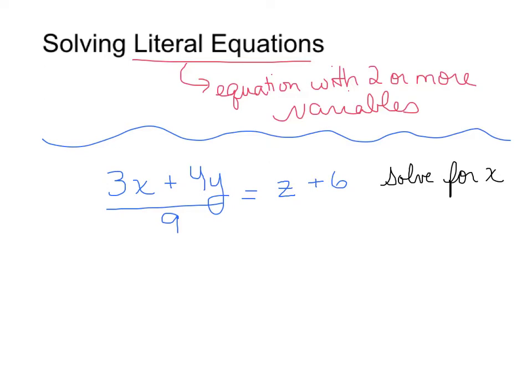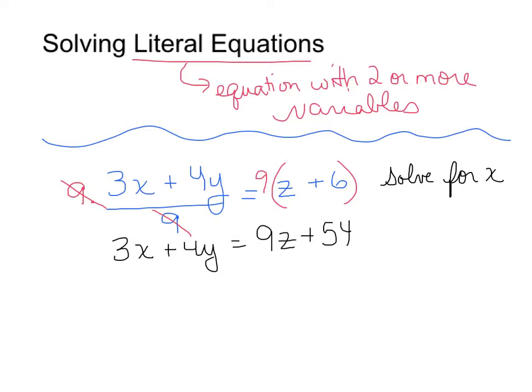What's important to realize is that whatever I do normally to solve equations, I'm going to do with the literal equations, even if it looks a little bit messier. So because I have this in the numerator, this in the denominator, before I can touch anything up here, I need to get rid of the 9. So I'm going to multiply by 9 on both sides, because whatever I do to the one side, I need to do to the other. So I get 3x plus 4y is going to equal, and I'm going to choose to distribute the 9. So 9z plus 54.